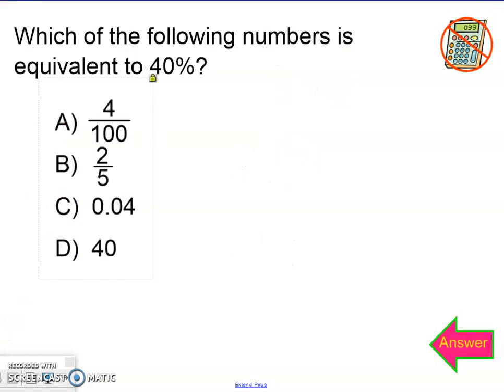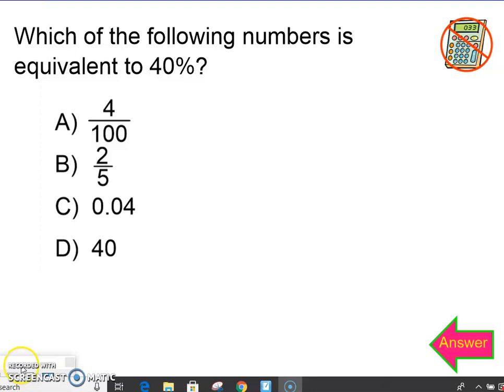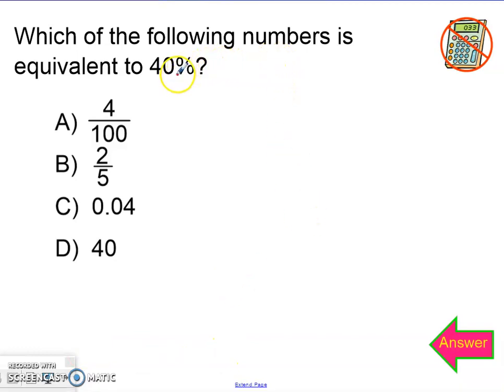Number 8. Which of the following numbers is equivalent to 40%? So what I want to do is take every number and convert it to a decimal, starting with 40%. So I know the decimal on 40% is at the end, like the number 40.0, and to convert a percent to a decimal, I'm going to move the decimal point 2 places to the left. So 40% is the same thing as 0.4 or 0.40.